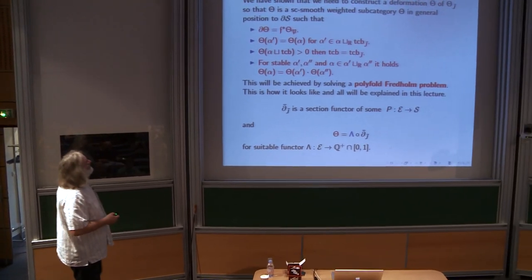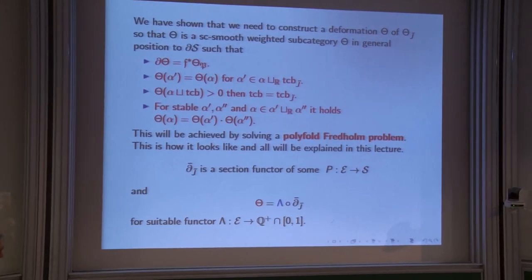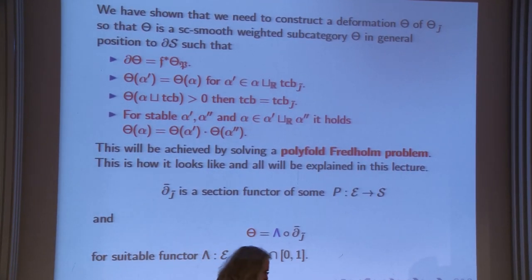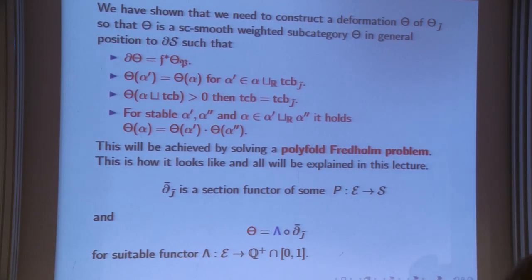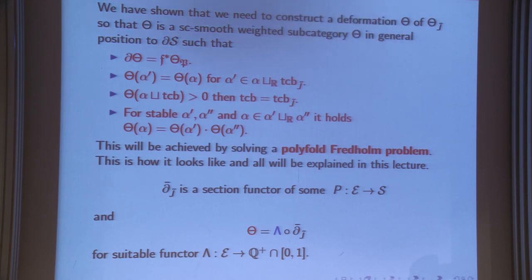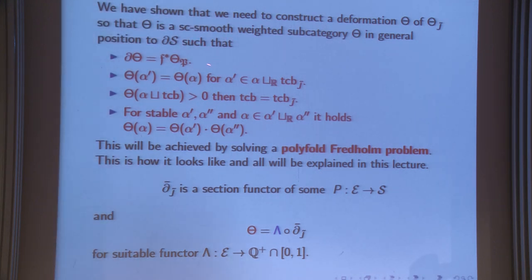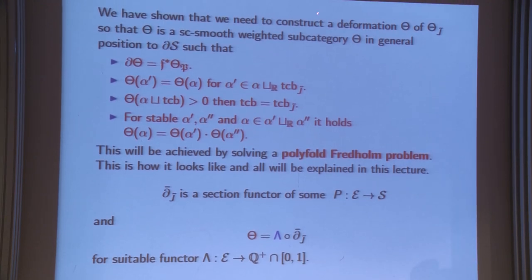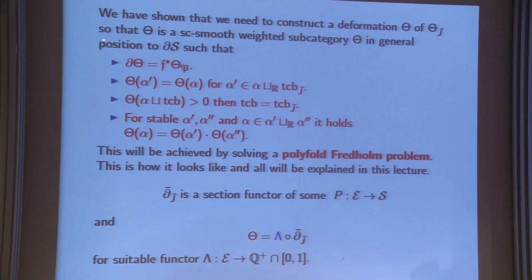Recap. So we have the category of stable maps. Then we showed that there are certain... the subcategory of holomorphic or pseudo-holomorphic objects is given by a theta which just associates the weight 1 to such an object and otherwise 0. And the idea is to deform this theta j into a theta so that a certain number of properties hold. And so we discussed that in the first lecture.